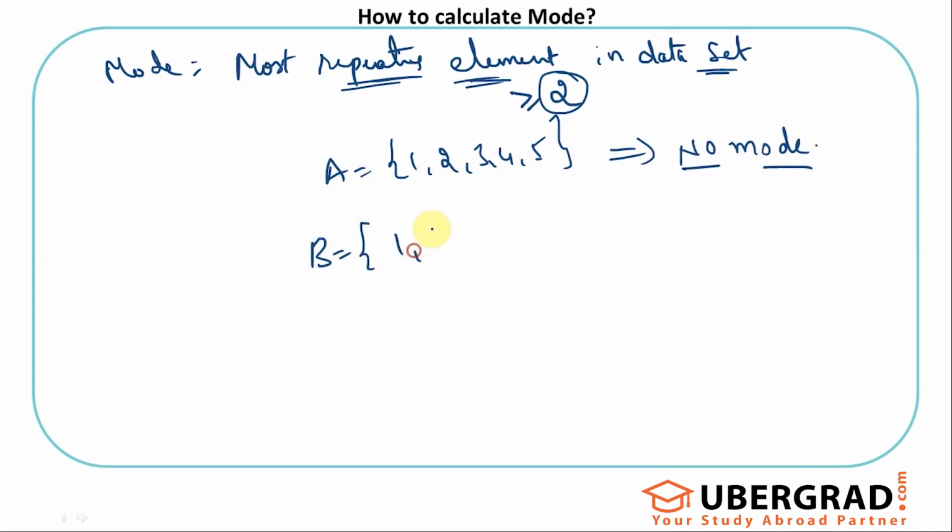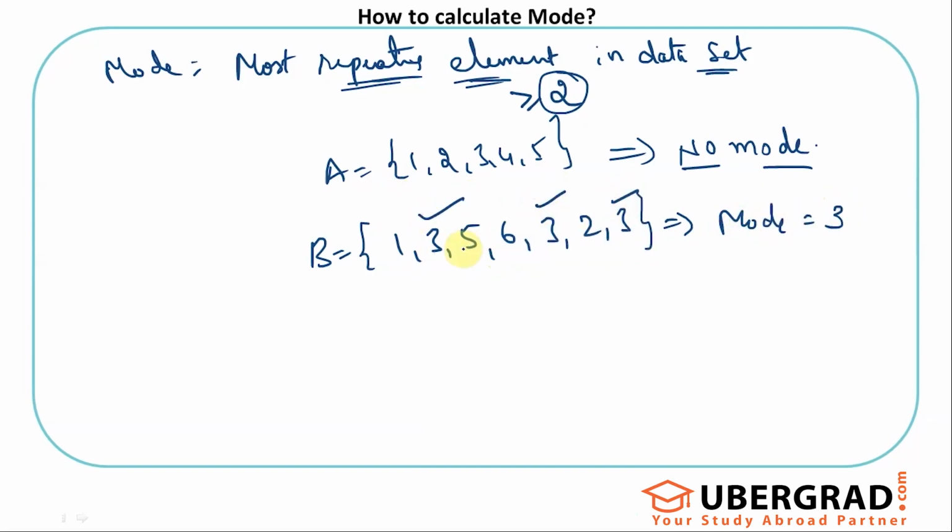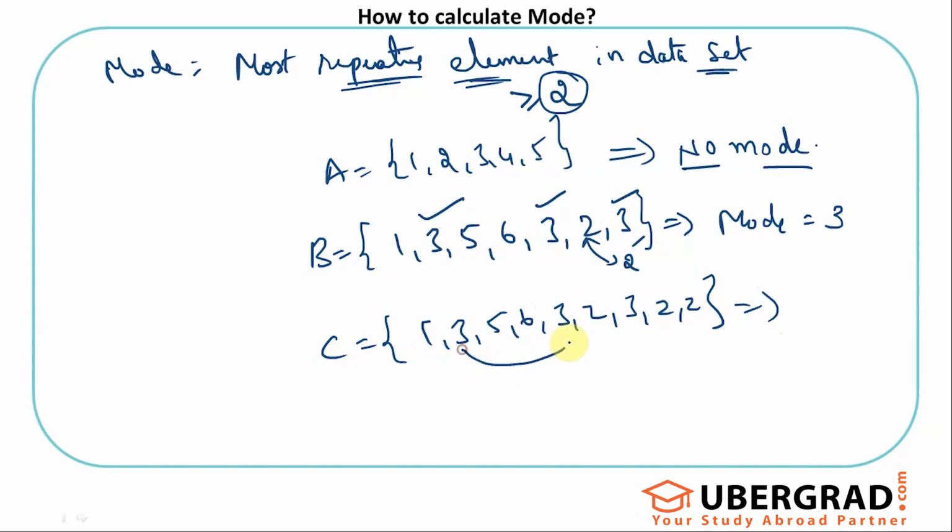I can have a set, for example, what is the mode here? 3. Why? 3 is repeating once, twice and thrice. Everything else is repeating only once. Let's say I have another 2. Still the mode is 3 because 2 is repeating twice. Agreed, but that's not the highest number of repetitions, right? 3 is repeating thrice. Let's say I have a data set like this. 3 is repeating thrice and 2 is also repeating thrice. So what is the mode here? Both 3 and 2. Right? It's a bimodal set. Basically, I have 2 modes.